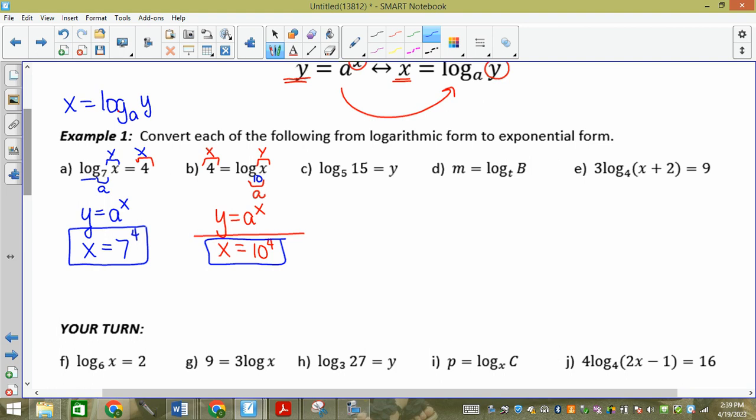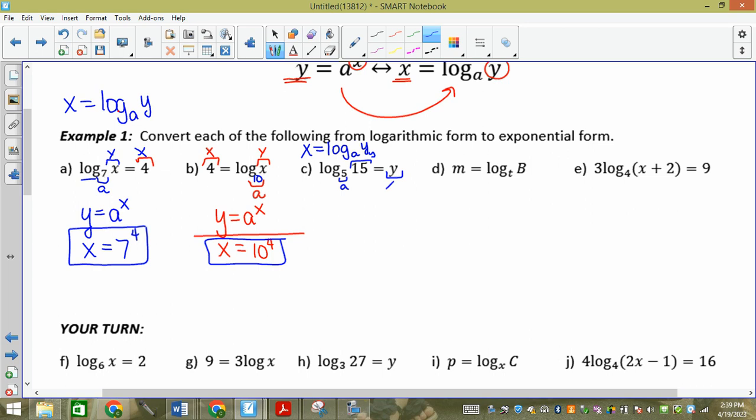Okay, let's look at C. Remember, we're lining up logs. So we're lining up the log equation. The log equation is x equals log base a of y. So I lined it up with the log, right? Log, log. What is the 5? A. What is the 15? Y. What is the y? X.